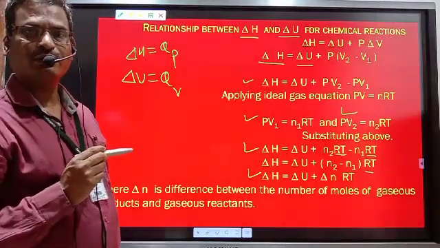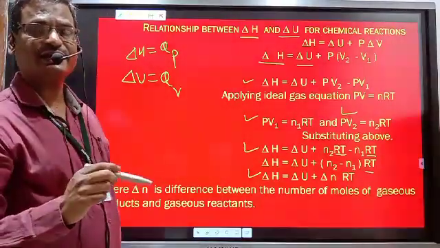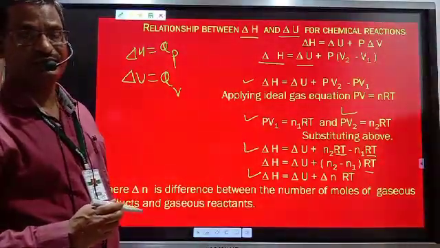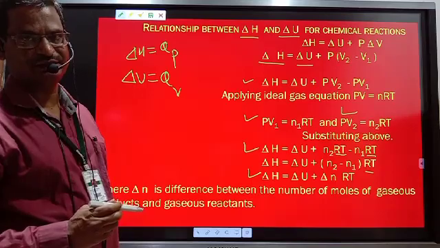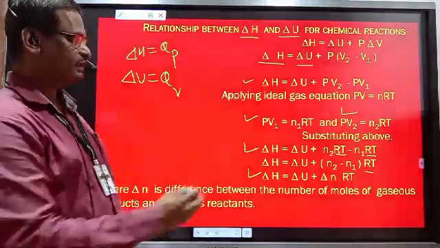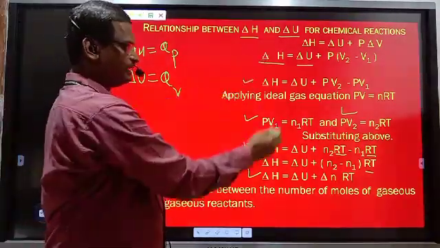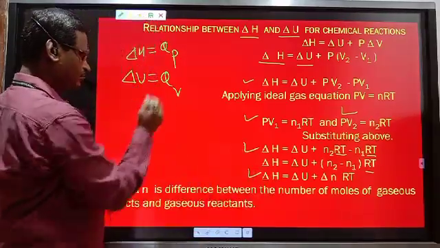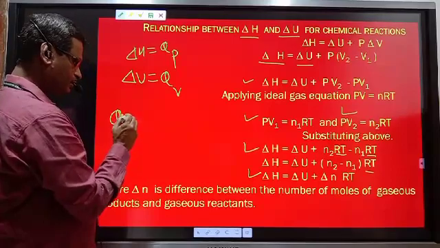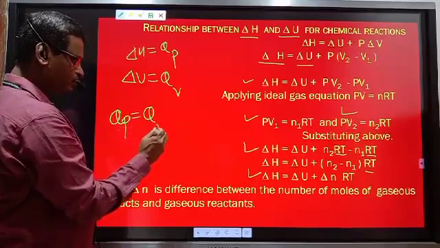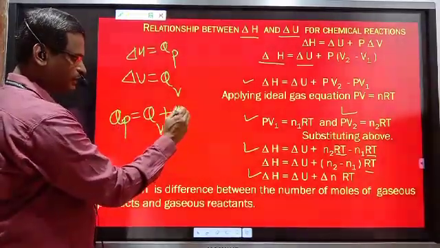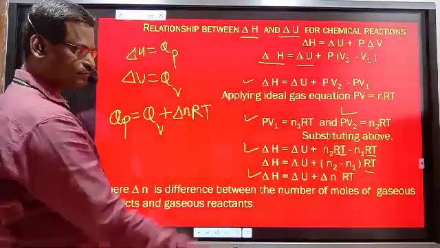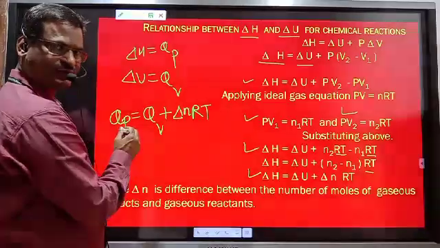where only gaseous reactants and gaseous products are considered. That is the relationship between delta H and delta U for a chemical reaction. Even this can also be written in this format: QP will be equal to QV plus delta nRT. This format can also be written like this.